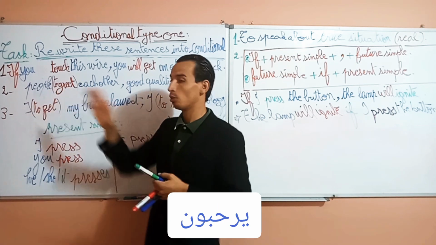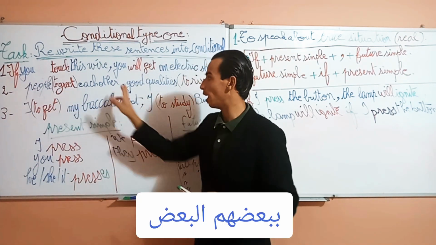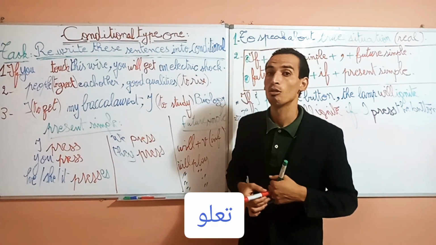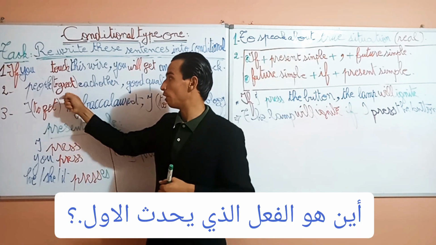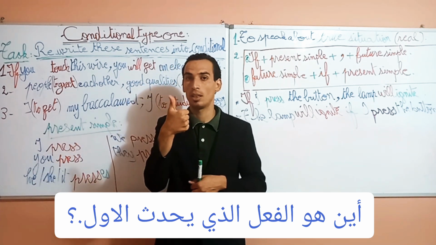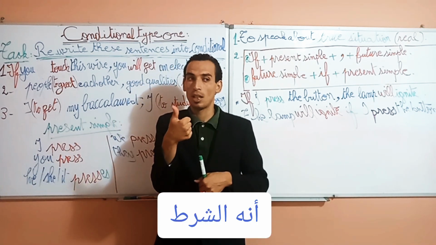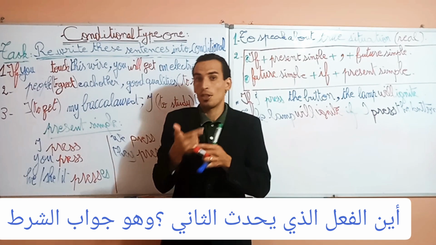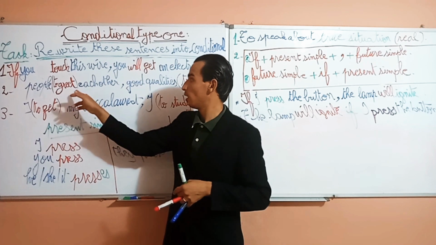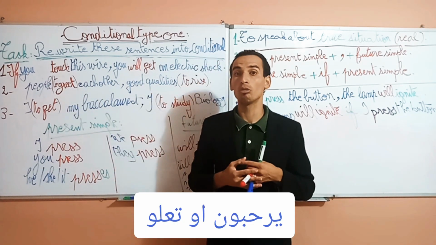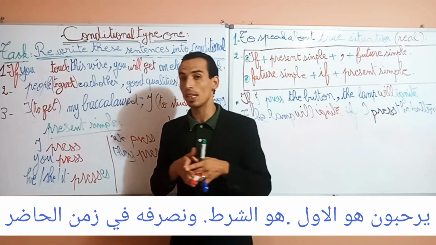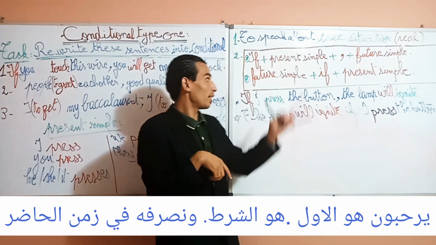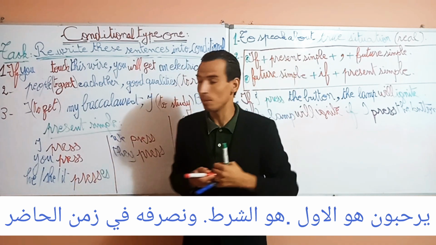People to greet each other, good qualities to rise. Which verb happens first? This is the condition. And which one happens after? And this is the result. To greet or to rise. To greet is number 1, and this is the condition. We conjugate it in present simple.